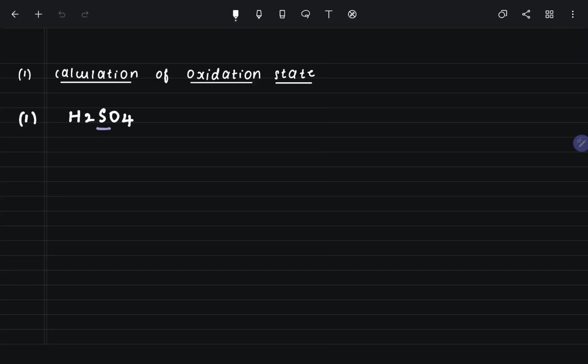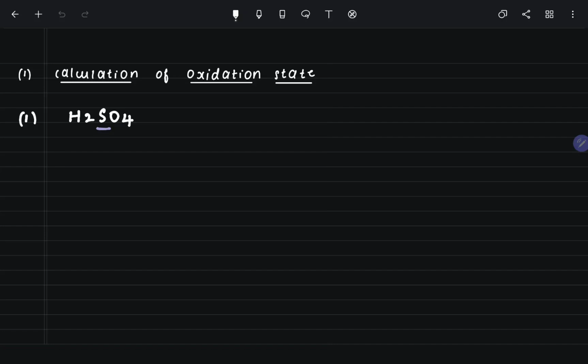So the first subtopic is calculation of oxidation state. Let us take the first example as H2SO4. Here you can see they've underlined sulfur. What do you mean by this? It means you have to find the sulfur's oxidation state. When they underline this, you have to take it as X. So let us solve this.